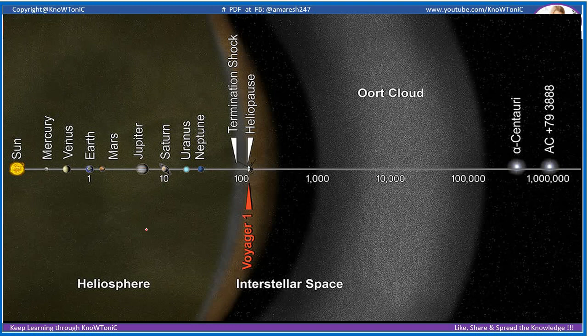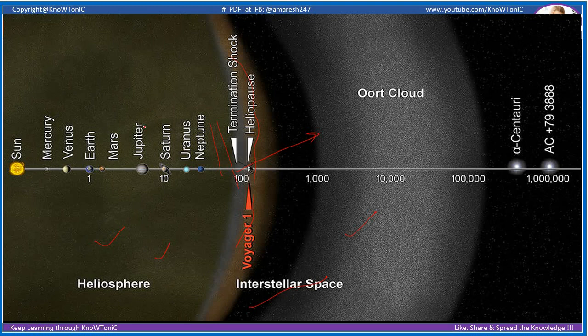So this is what we have discussed up to here yesterday. Now we will discuss from here to here. Our solar system is itself divided into two parts: one is the heliosphere and the other is the interstellar space, and this is the zone which separates the heliosphere and the interstellar space. So what is the heliosphere?